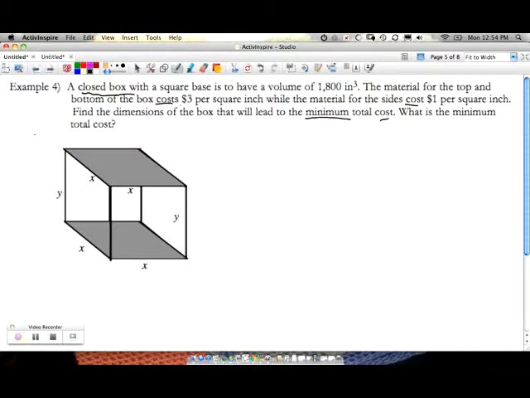First, we have a closed box. So that means we got top, bottom, and all the four sides. And it's got a square base. That's why it says x by x here. And the volume is equal to 1800 inches cubed.